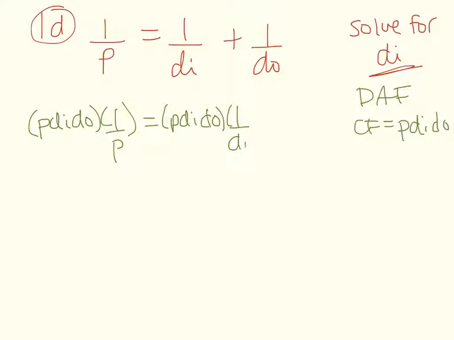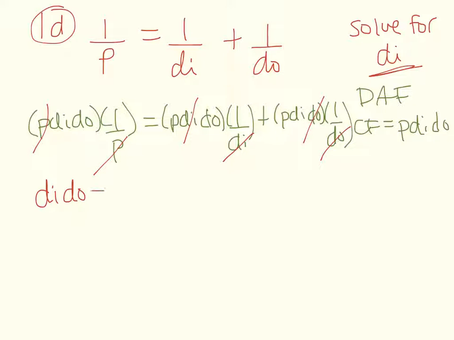So just be wary of what you're deciding cancels out, because sometimes a mistake happens on something as simple as this. So the p will cancel out here, my di's will cancel out there, my d naughts will cancel out there. So then I'm left with di d naught is equal to p d naught plus p di.